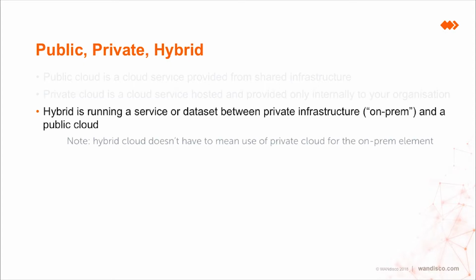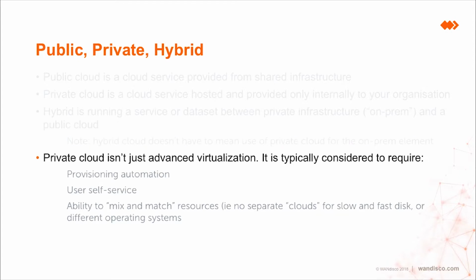Hybrid is running a service or a data set between a private infrastructure, commonly referred to as on-prem or on-premise, and a public cloud. But the important thing to note here is that hybrid cloud doesn't have to mean the use of a private cloud for the on-prem element. It could be the regular old traditional IT and that integrating in with a public cloud. Definitions do vary, so if you're having conversations with prospects or customers, keep in mind that their description of hybrid and private cloud might be different from yours.